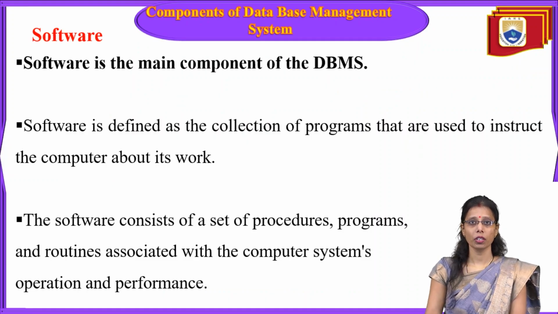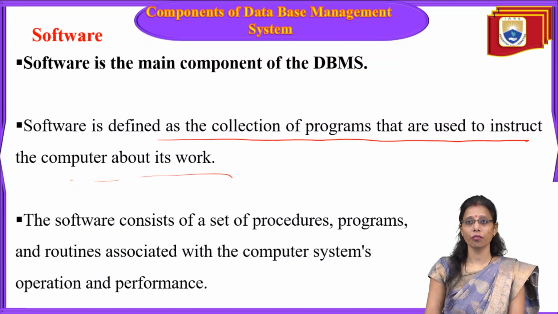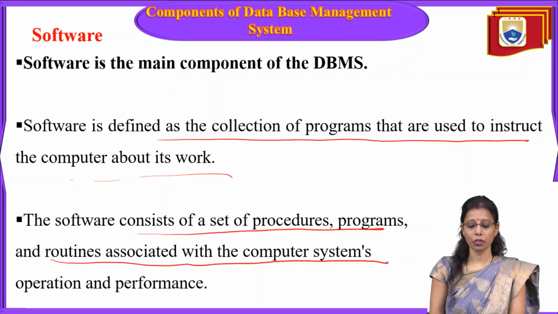Now, if you talk about the software, what is the software? Software is the main component of DBMS. Software is defined as a collection of programs that are used to instruct the computer about its work. So lots of programs like ArcGIS, SQL, or any programming software are all programs that are used to instruct the computer about its work. For that we need the hardware. Through the hardware, we instruct the computer to know about the work of the particular software. So the software consists of a set of procedures, programs, and routines associated with the computer system's operations and performance.